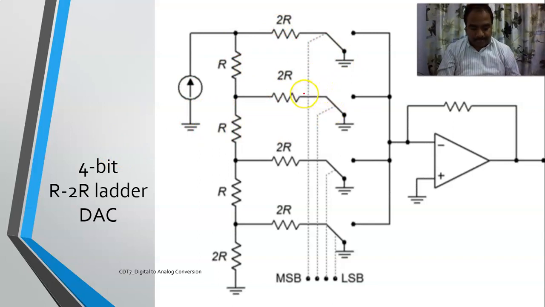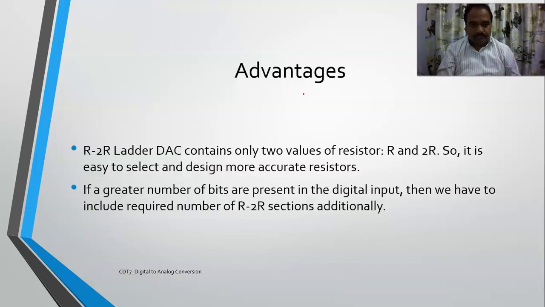Next, see the advantages. As already said, it contains only two values of resistors, R and 2R. So it is easy to select and design more accurate resistors. And if a greater number of bits are present in the digital input, then we have to include the required number of R to 2R combinations additionally. So the circuit may look a little bit tricky, but we can try to solve the problem easily.